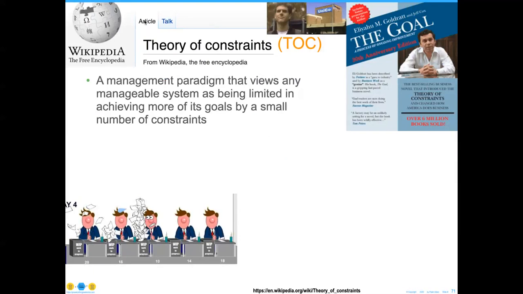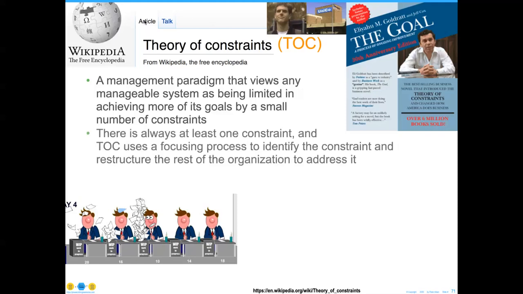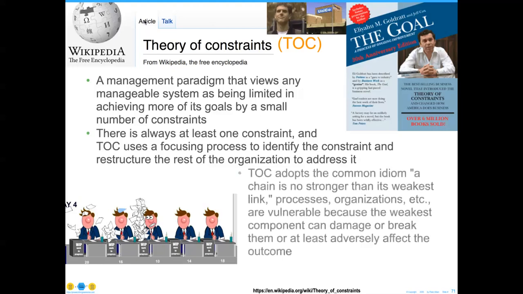In the work in process here that I'm showing you, the middle individual is holding up the process. The two to the right are not doing anything, and the one on the left is definitely problematic in this area. There's always one constraint, and theory of constraints uses a focusing process to identify that constraint and restructure the rest of the organization to address it. Again, the chain being no stronger than its weakest link in this instance.